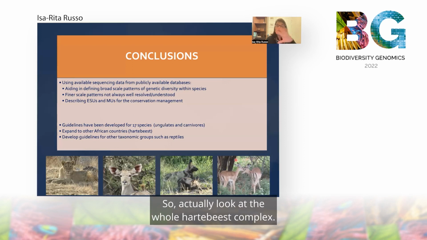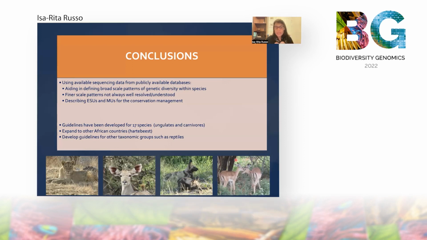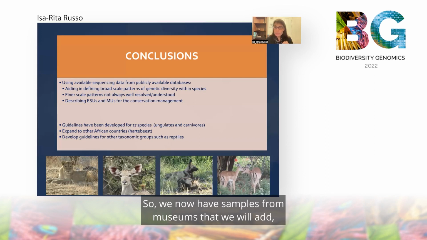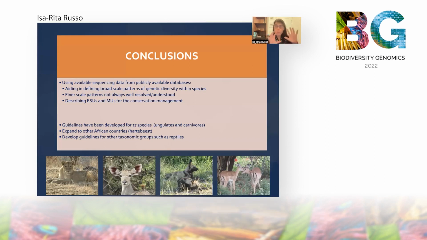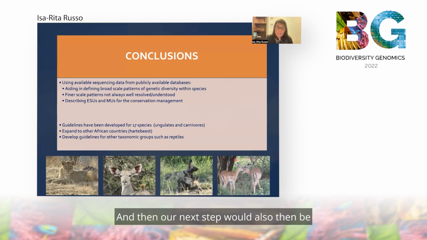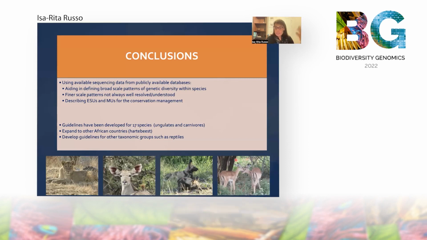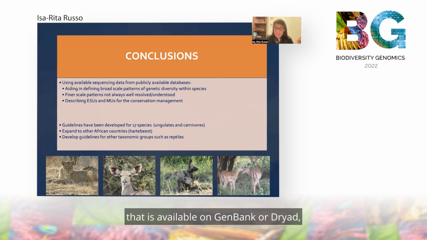So actually look at the whole hartebeest complex. We now have samples from museums that we will add, and we are also busy generating microsatellite data, a different marker that we will put together with already published microsatellite data for this species. Our next step would also be to move on from the mammals and start developing guidelines for other taxonomic groups such as reptiles, still using information that is available on GenBank or Dryad, or any other publicly available databases.